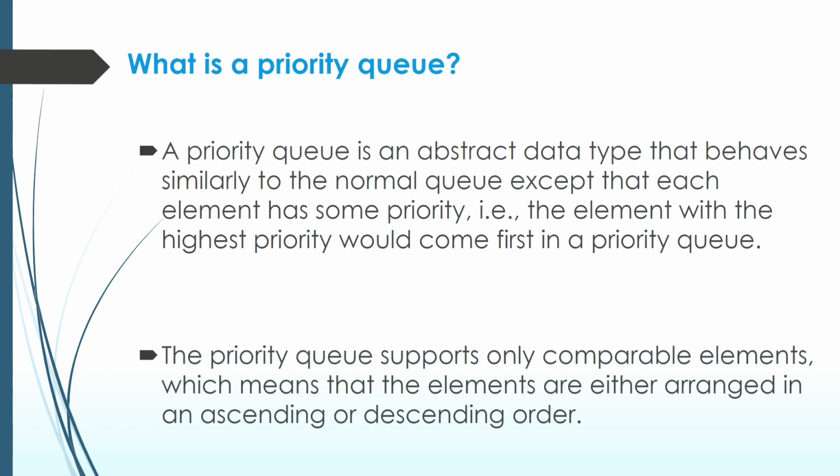The priority queue supports only comparable elements, which means that the elements are either arranged in an ascending or descending order. For example, suppose we have some values like 1, 3, 4, 8, 14, 22, right? So, let's come to the notepad. There are some numbers, 1, 3, 4, 8, 14, and 22. These are some random numbers which I have taken.